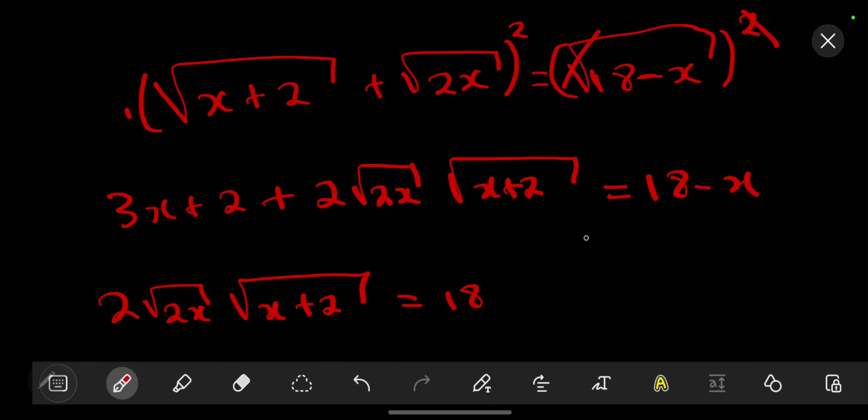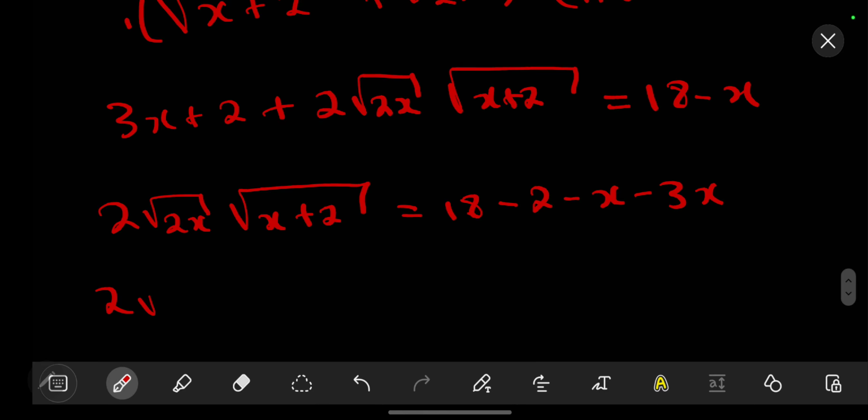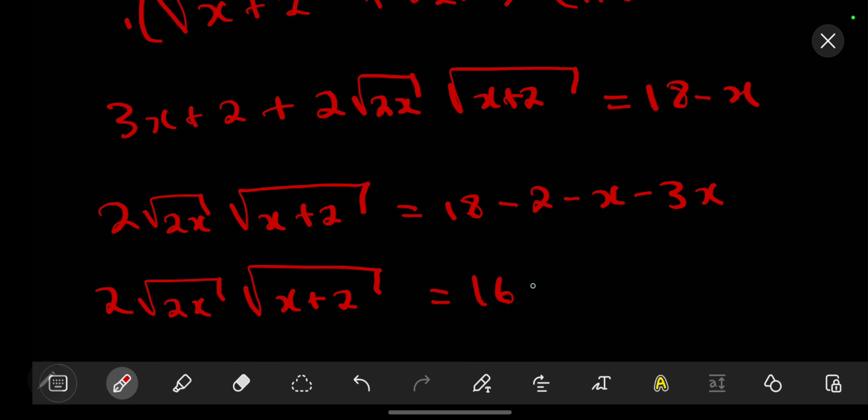This is the number, let it subtract. So we have minus 2 if it crosses the equal sign. Then we have minus x. Even this comes here, we have minus 3x like that. So after doing that, we are going to have 2 square root of 2x, then the square root of x plus 2, which should be equal to 18 minus 2 gives us 16. Then we have minus negative x minus 3x, that's negative 4x.